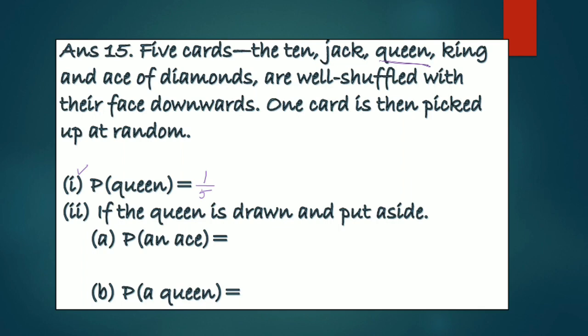Now if we picked up the queen and we have kept it aside, so now the queen we have removed. So the total number of outcomes is 4 now, right? So the probability of an ace. Now there is only one ace and the total number of outcomes is 4. So the probability of getting an ace is 1 by 4. Next part is probability of queen. Now the queen is drawn and put aside. So it means now we are left with no queen. So the probability of queen will be 0. This is an impossible event. Let's move to the next question.